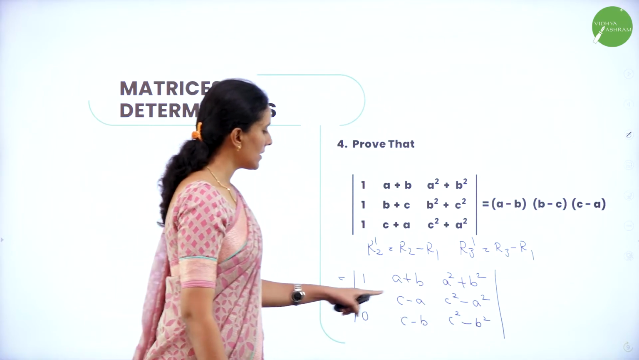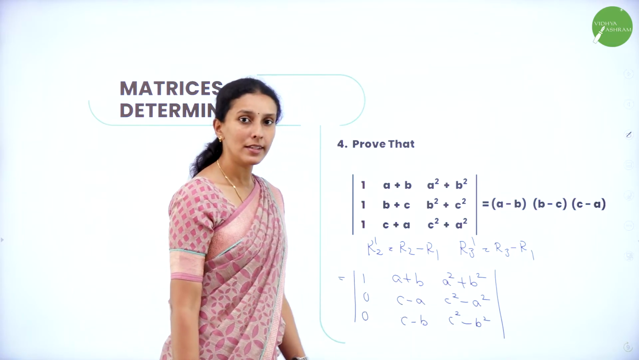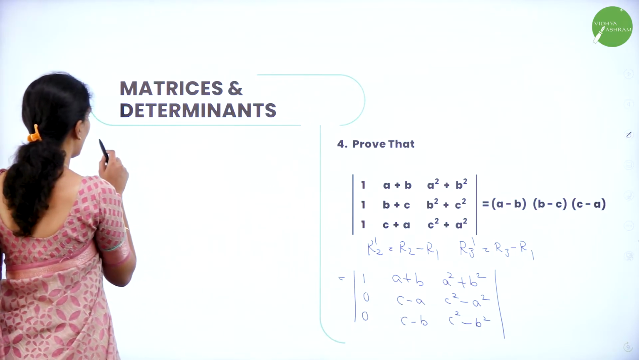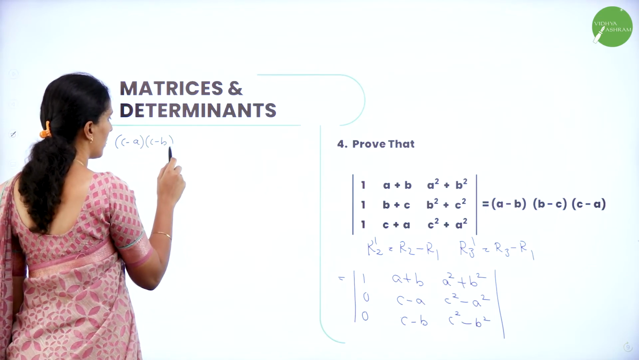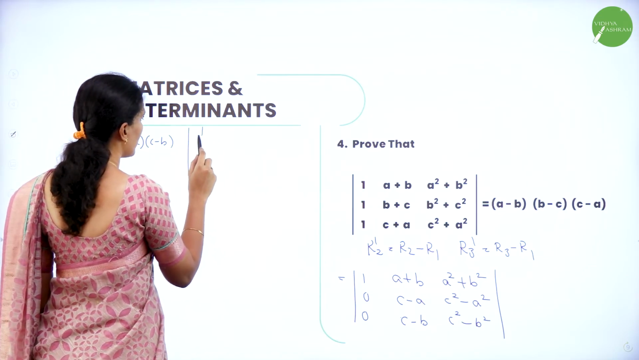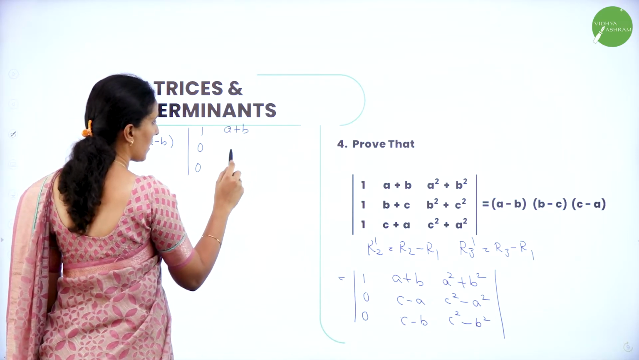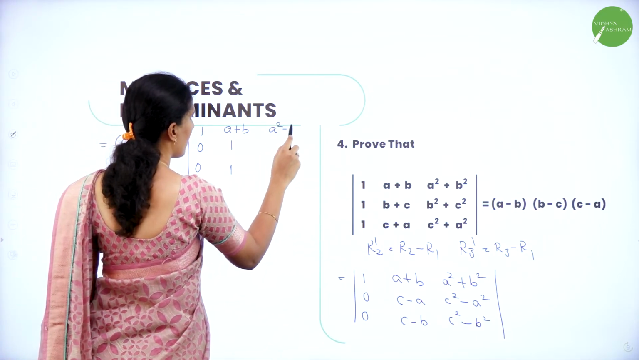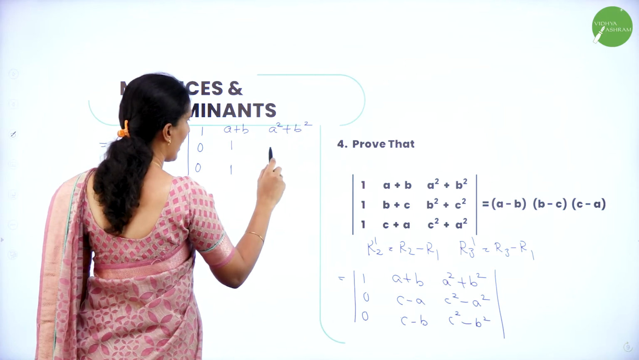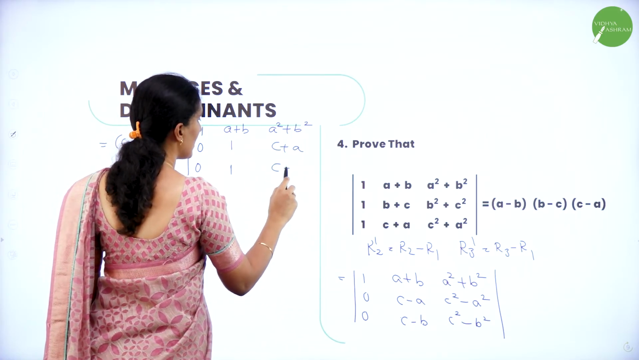So in the second row, c minus a is a common factor. In the third row, c minus b is the common factor. Taking them outside, c minus a and c minus b. So the first column is 1, 0, 0. Second column is a plus b, 1, 1. Next is a square plus b square. So we have c plus a and c plus b.